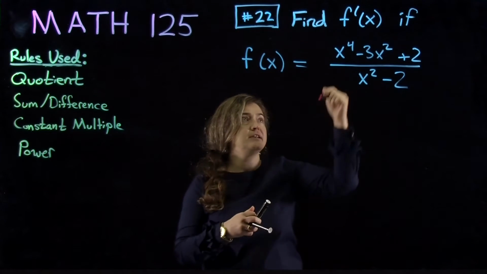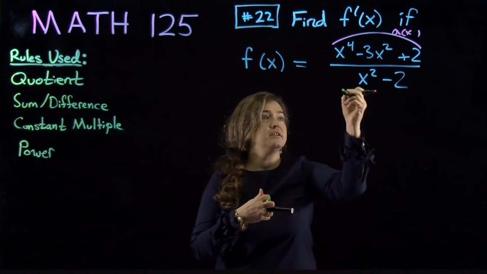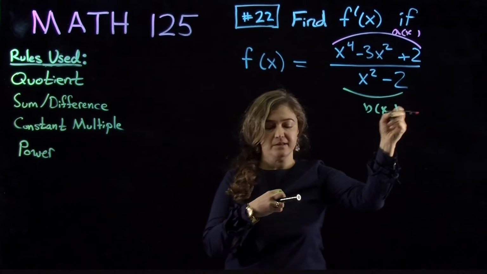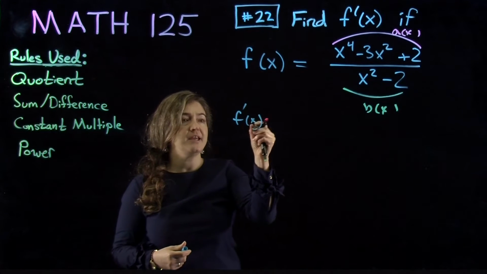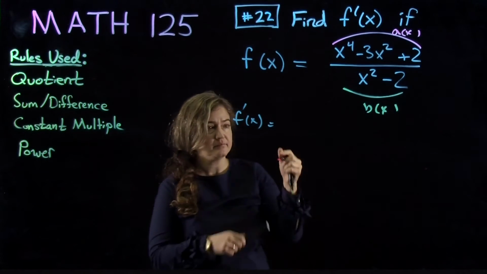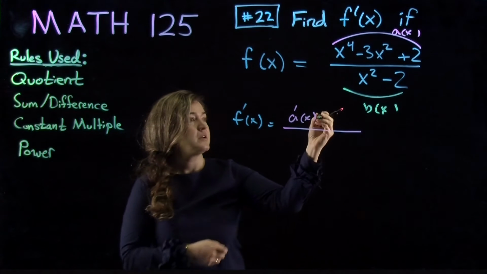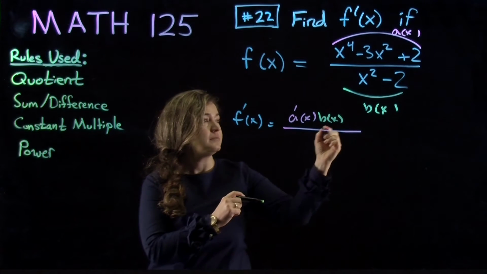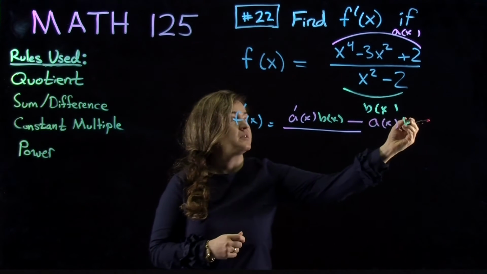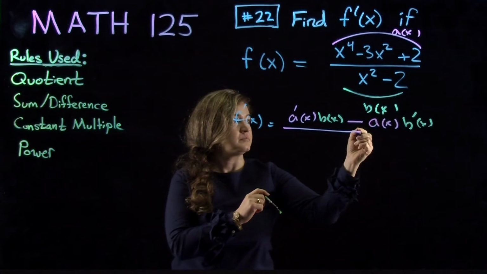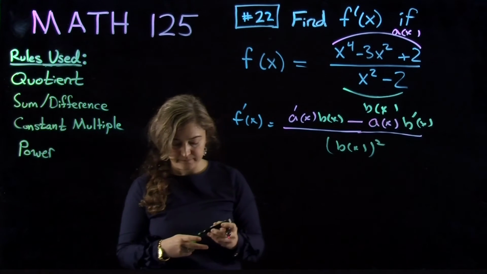Let's call them different names. Call this one a of x. Call this one b of x. And then f prime of x is going to be a prime of x times b of x minus, and this is important, a of x times b prime of x, divided by b of x to the power 2.